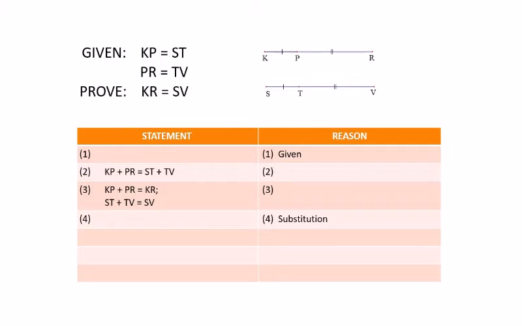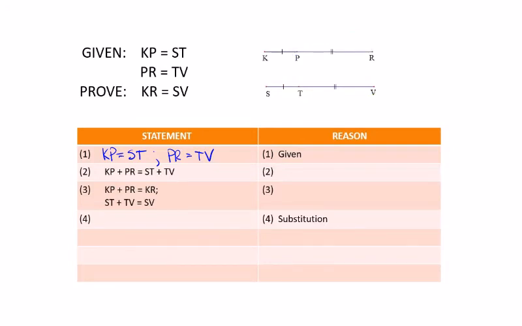So our first statement we're going to put in our givens, right? And then it tells us our reasons. Our reason is given. So we're just going to put those in there. KP equals ST, right? These two are congruent. And we also know that PR is equal to TV, as those are also given.